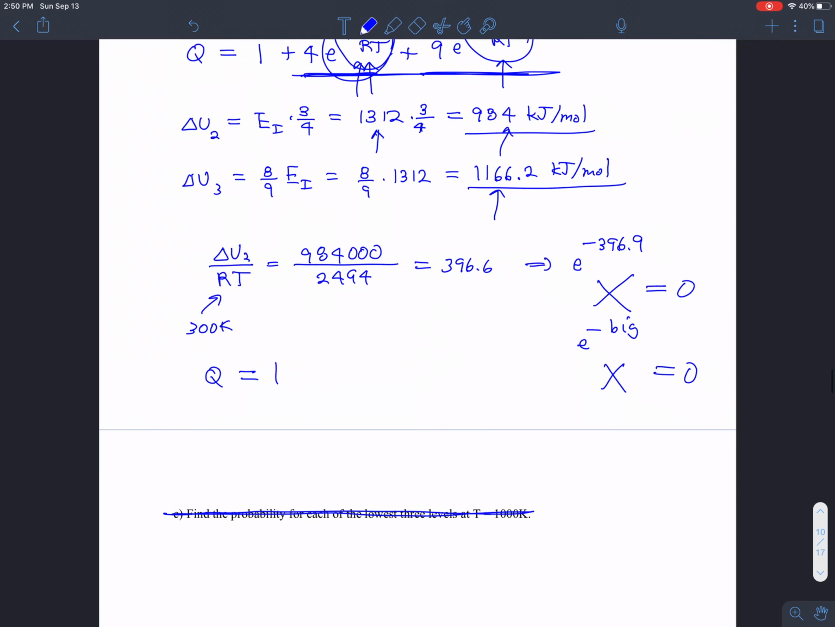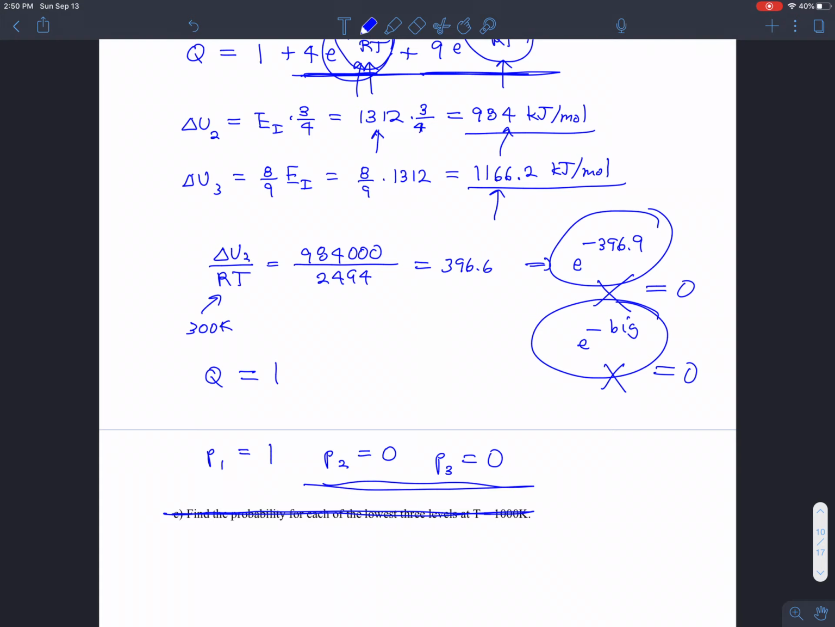What does that tell us about the probabilities? The probability for level 1 is going to be 1. The probability for level 2 is going to be 0. The probability for level 3 is going to be 0. Anytime you get huge numbers like this, then you're not going to get any population in the upper states.